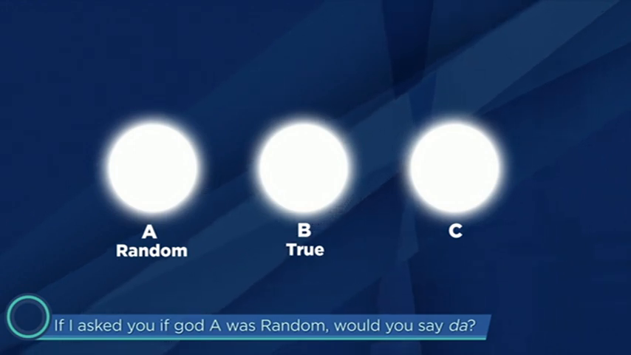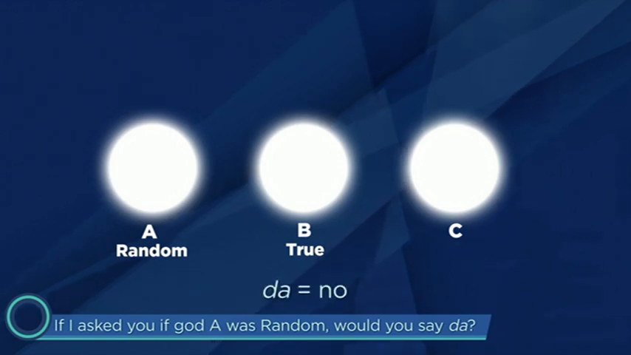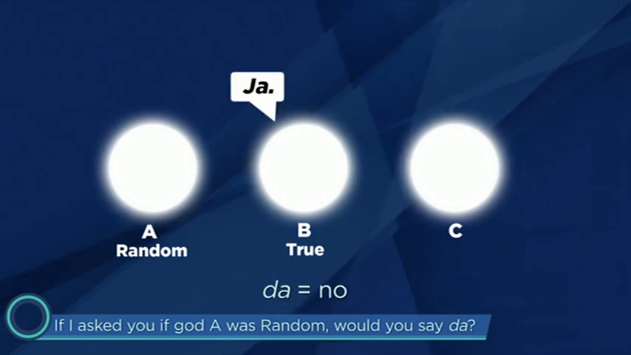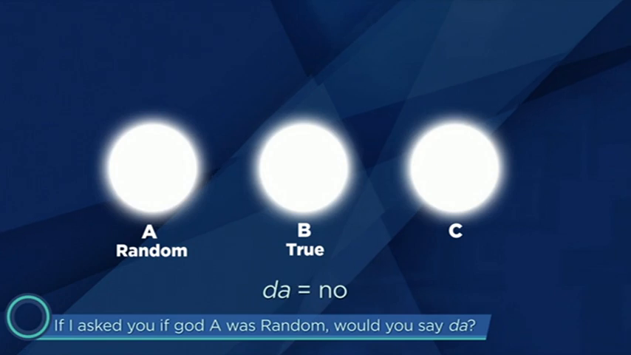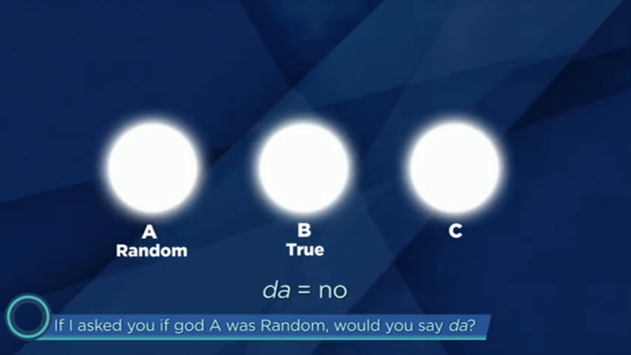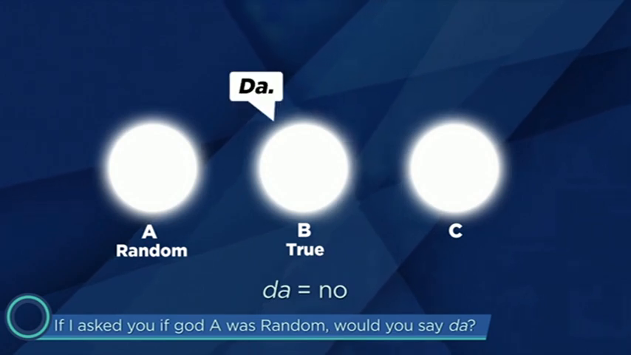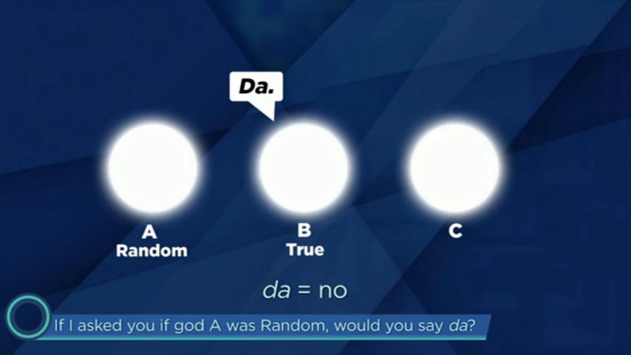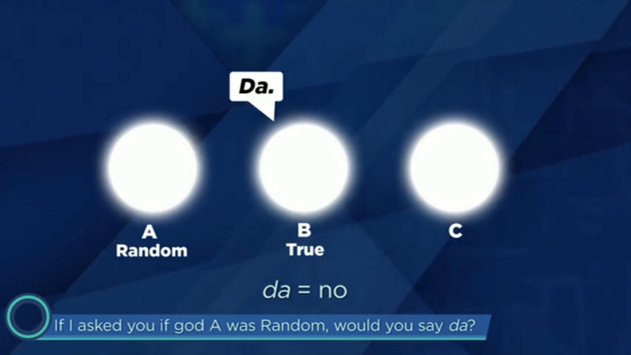Now continue to suppose that B is true and A is random, but now assume that da means no. Again, true will answer yes when asked if A is random. That means saying ja. So B's answer to the conditional question is no, since he will not say da when asked if A is random. Thus, B will again say da in this scenario. It can be difficult to keep track of all the cases, but if we suppose that B is true, then the cases work out like this.